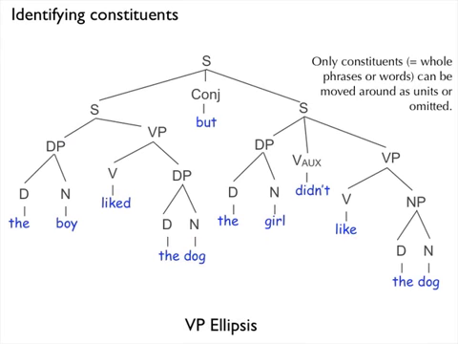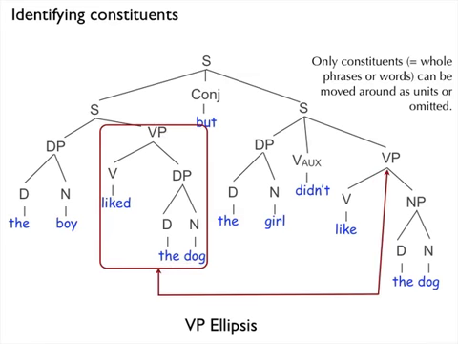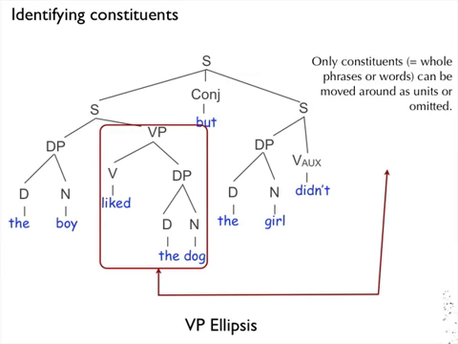We've done VP ellipsis, right? Why am I doing this here? The boy liked the dog, the girl didn't like the dog. We can ellipse it, right? But the girl didn't, because we've got an auxiliary, makes it perfectly fine.